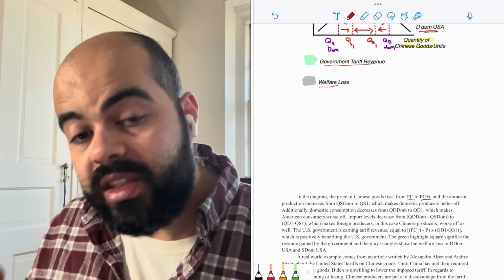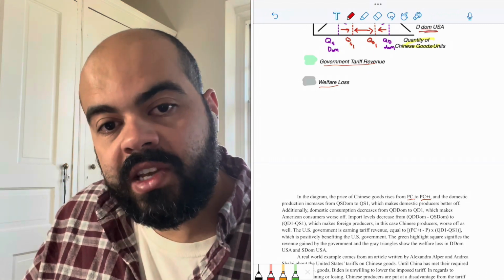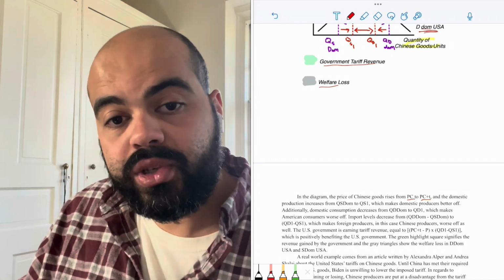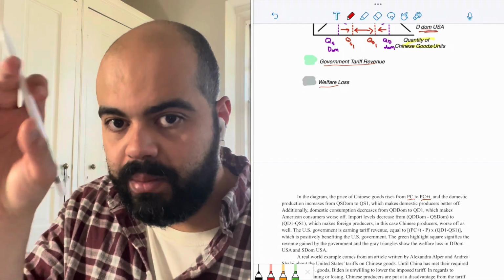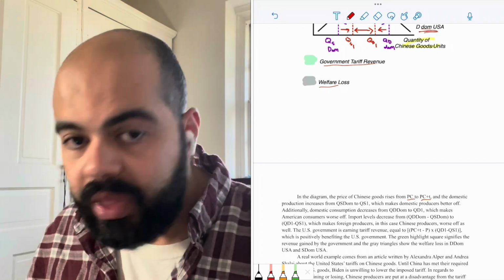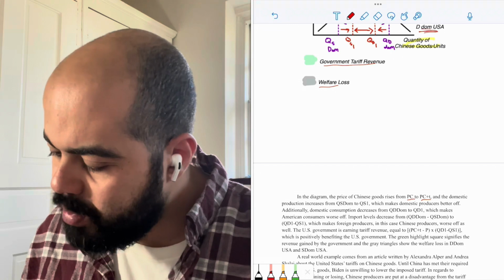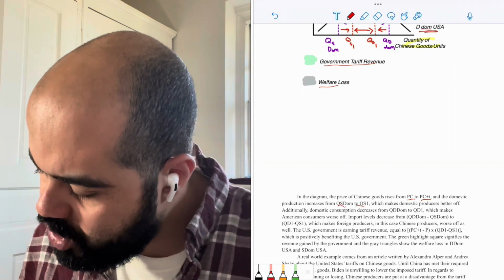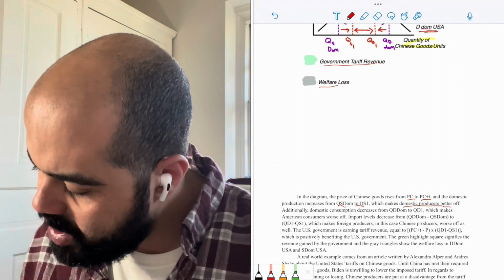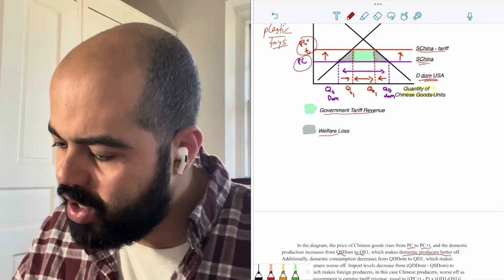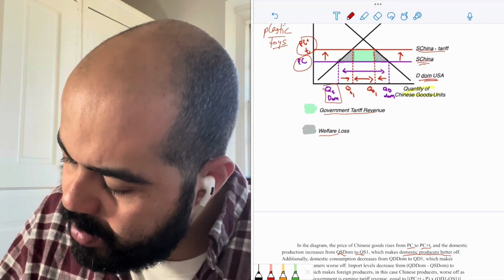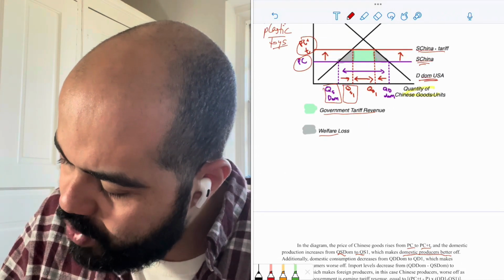But here, what the student means is the price of domestic production of whatever good is being imported from China. So maybe it's plastic toys, whatever. Domestic production will increase from QS-DOM to QS1, which makes domestic producers, obviously in the US, better off, okay? So domestic production increases from QS-DOM to QS1.